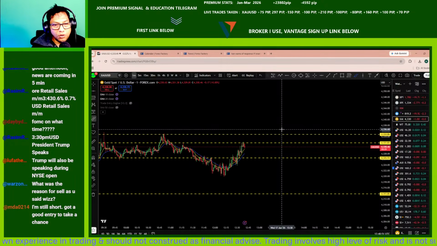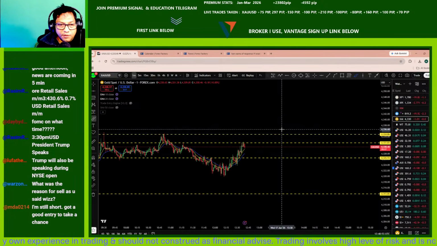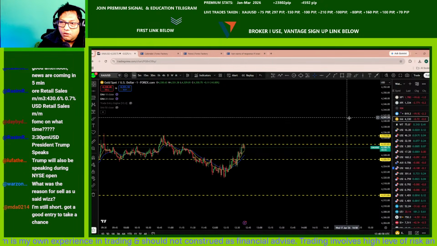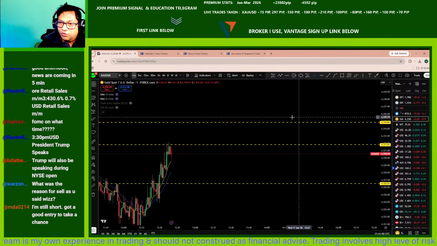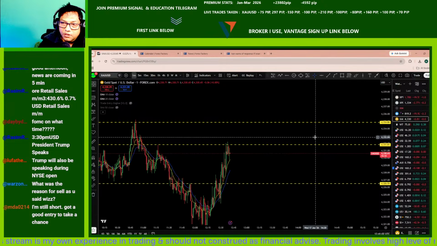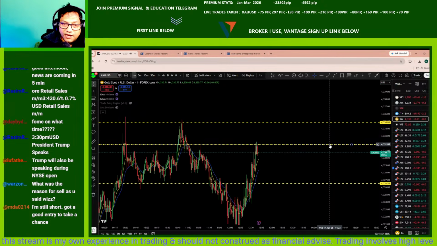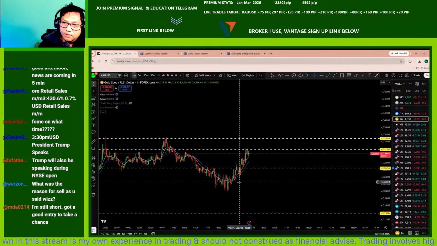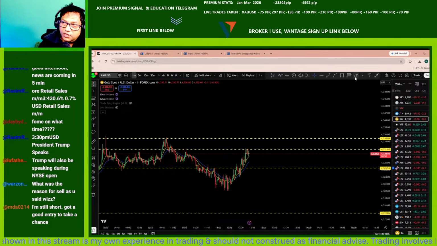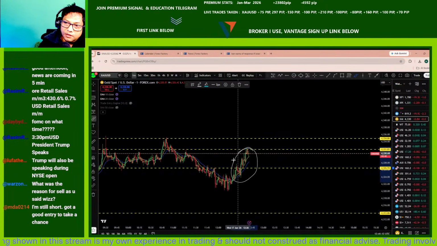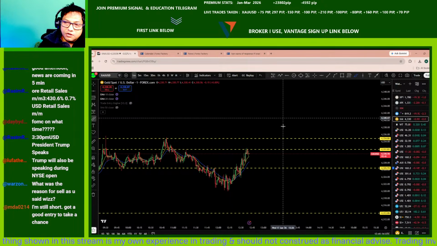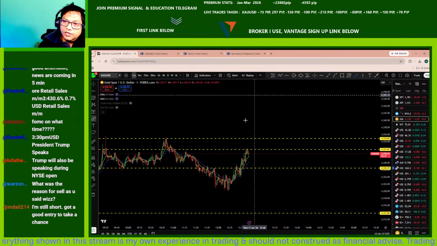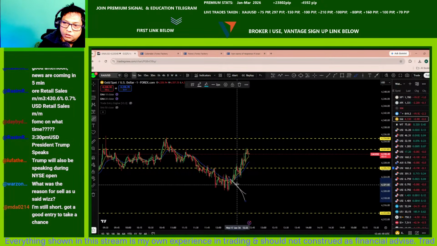I'm still short, got a good entry to trade a chance. Let's see that, and I would say that it's better to remain open. You're still short until we see this breakout that we can currently see here. Until this breakout, I was solely bearish.